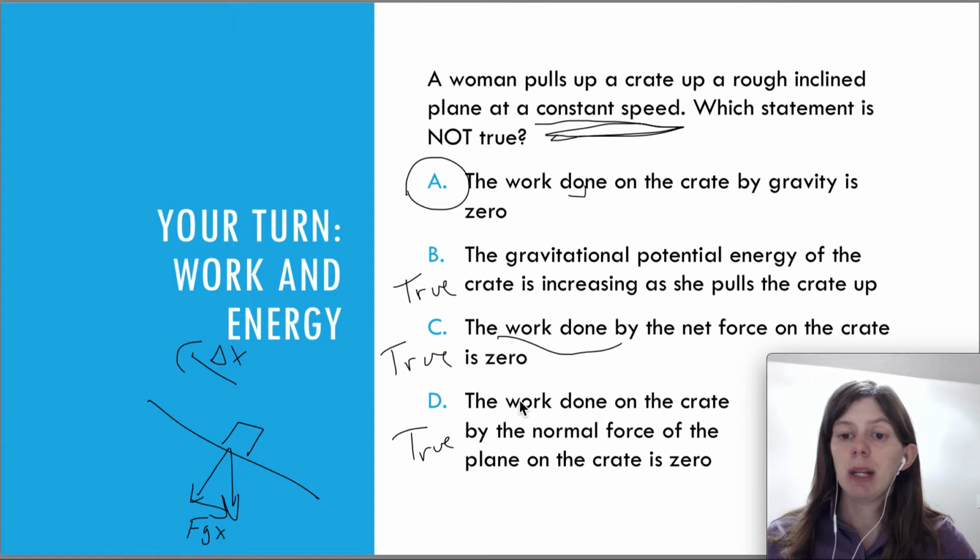And part D, the work done on the crate by the normal force is zero. That is true. The normal force acts perpendicular to the surface, so we learned that a perpendicular force does no work. So just to recap this video, we talked about gravitational potential energy. The main thing is the more height you have, the more potential energy that you have.